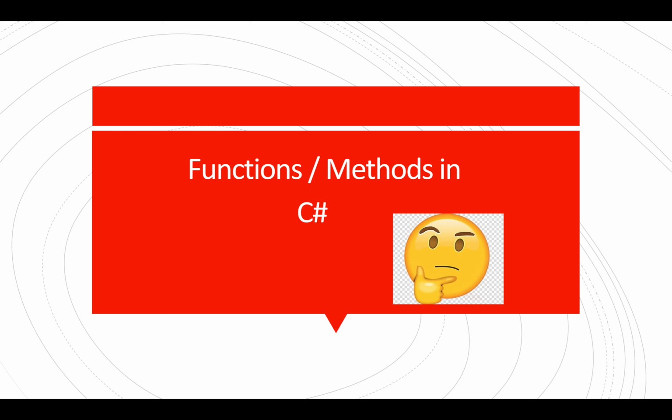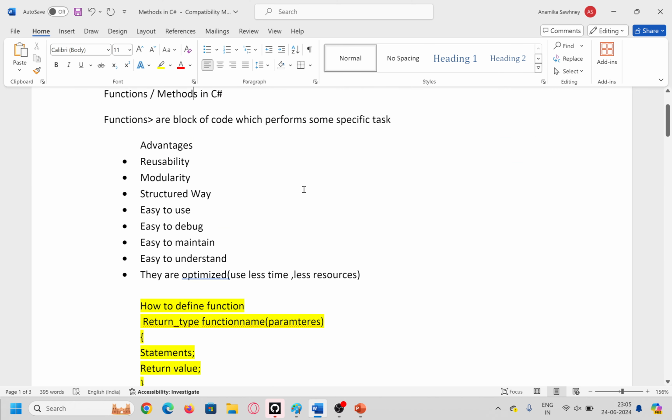Everyone. So in this video we will talk about the functions or methods in C Sharp. So let me open this Word document. We can just follow this Word document now. So we know what functions are. Functions are blocks of code which perform some specific task.